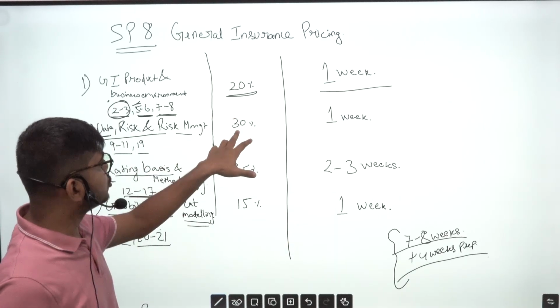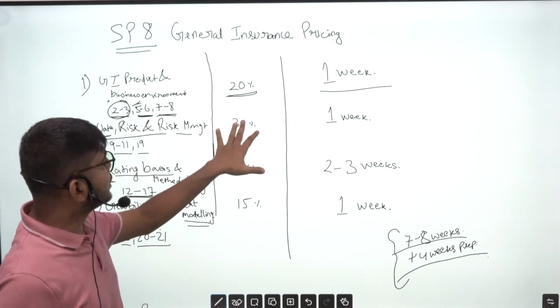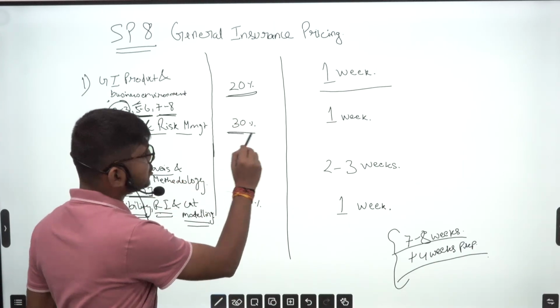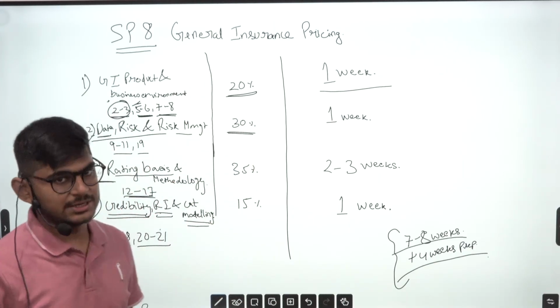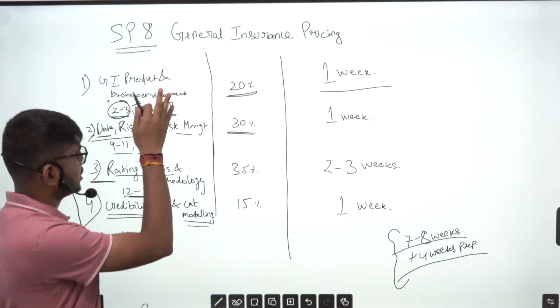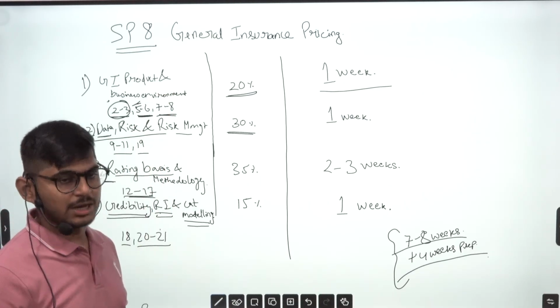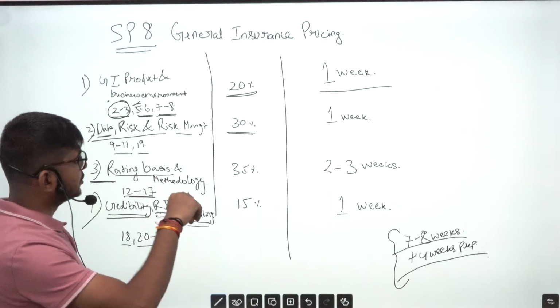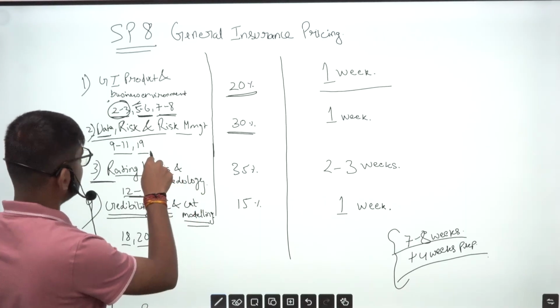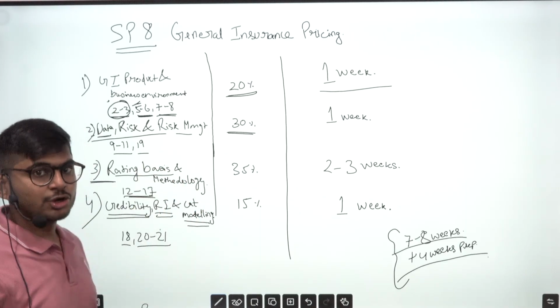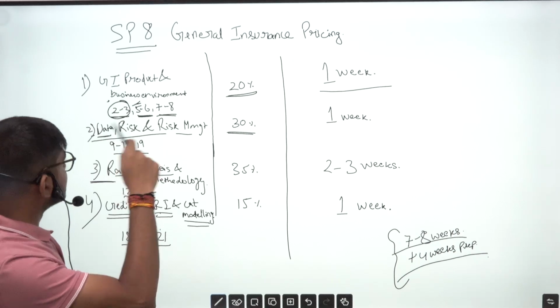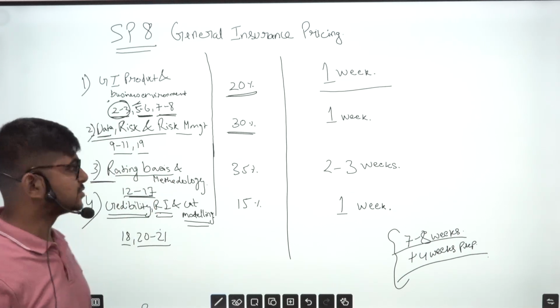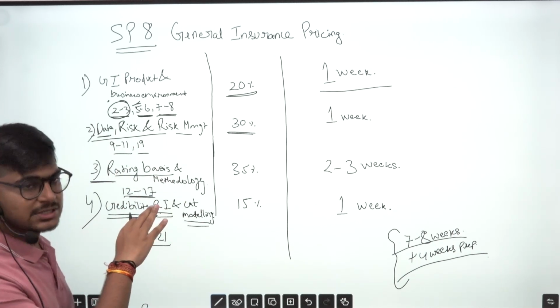So this in total comprises 20 and 30%. So 50% of the entire SP8 syllabus comes from these starting 10-12 chapters. They have slightly more weightage here because we are tested more on data, risk and external environment in SP8 than in SP7.